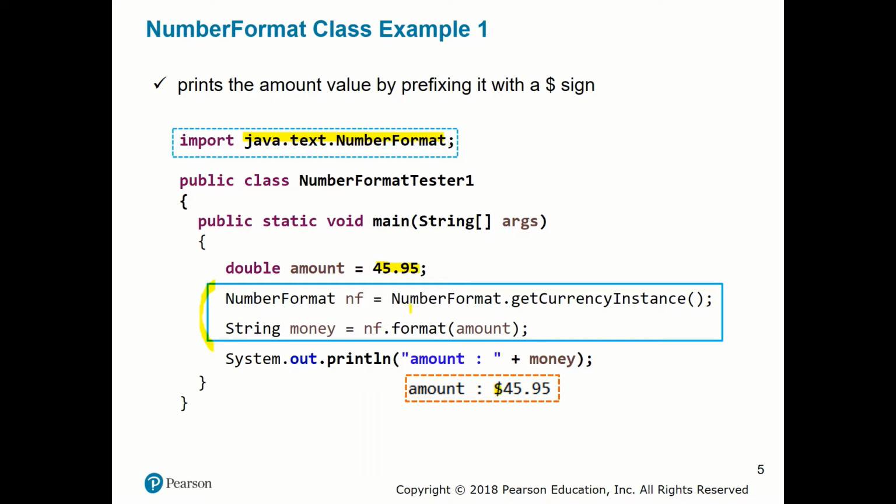I'll explain one more time. NumberFormat is a class, and NumberFormat.getCurrencyInstance gives us the currency information. This will return a NumberFormat object, and this object should call the format method. And the amount should be the parameter of this format method. Then we can have string data. This data has a $ sign. So if we print out this money, then the dollar sign is attached to the money. Can you understand? We will look at one more example.